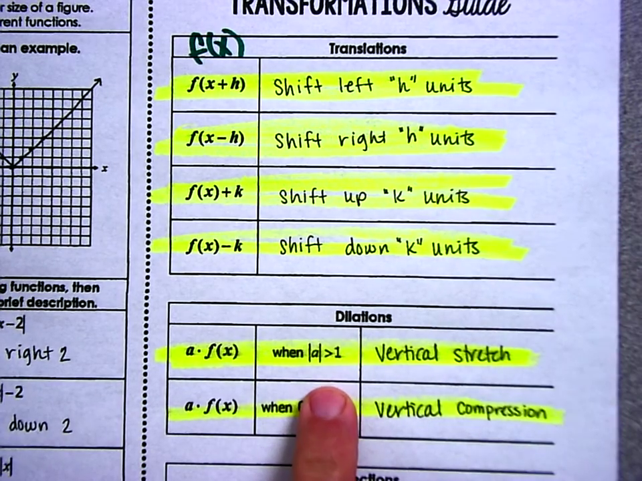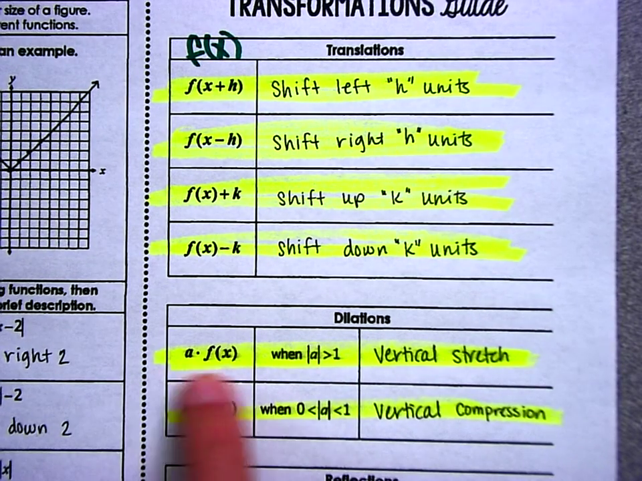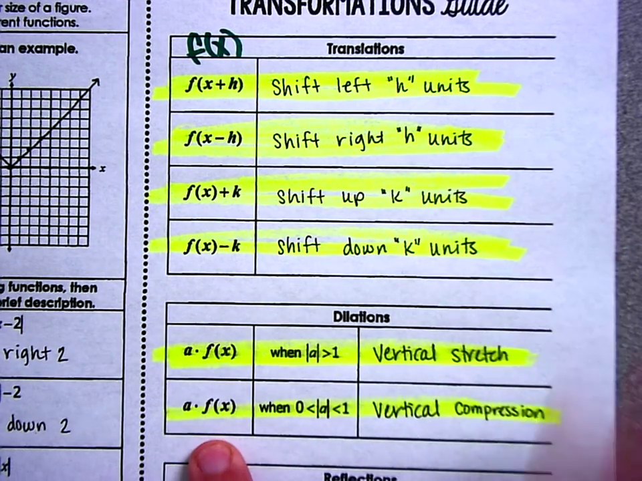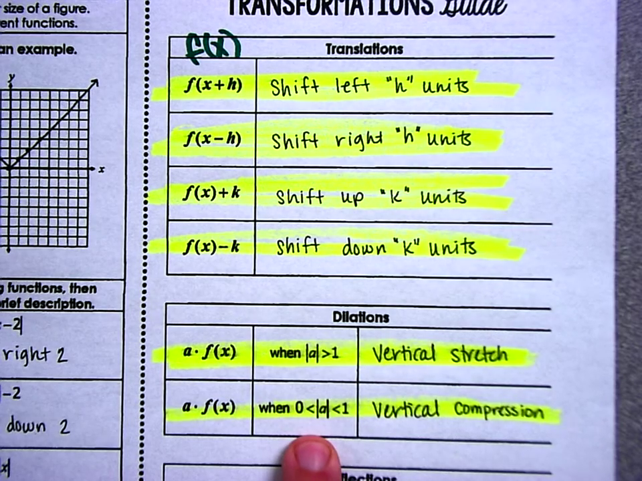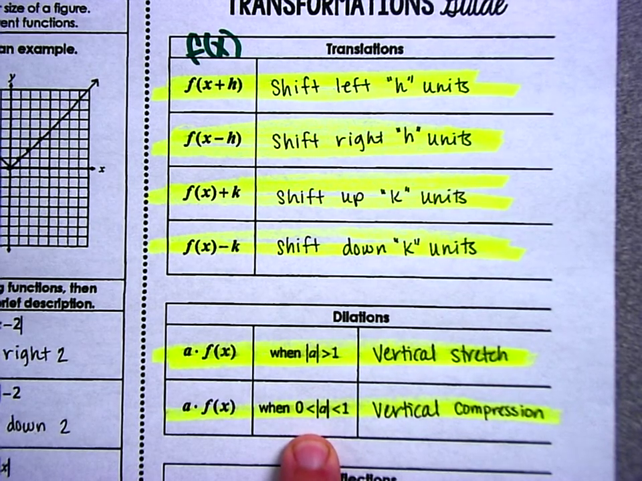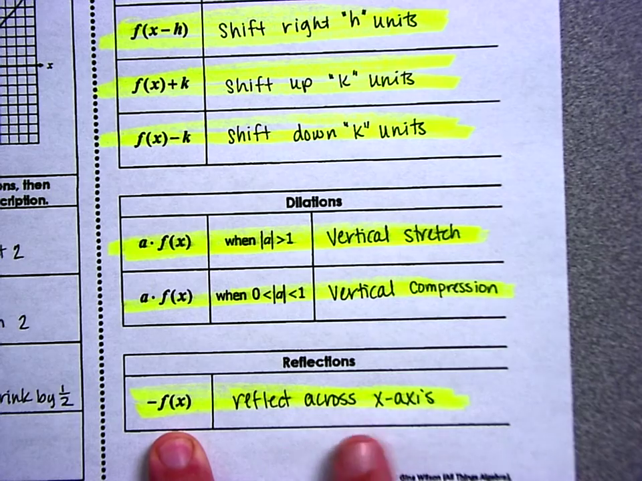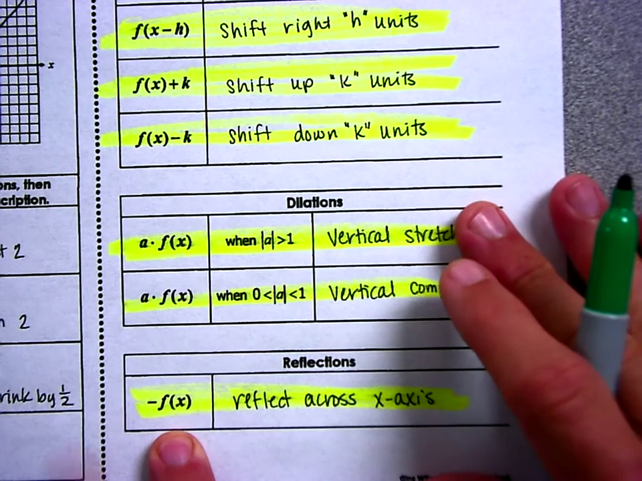If you have a number whose absolute value is greater than 1 in front of the whole function and multiply, it'll actually just stretch the graph. And here it'll compress it if you get an a value whose absolute value is less than 1 but greater than 0. It's a fraction value. And then finally, if you negate the whole function, you're going to end up flipping it across the x-axis. So if it's opening upward, now it's going to be opening downward.